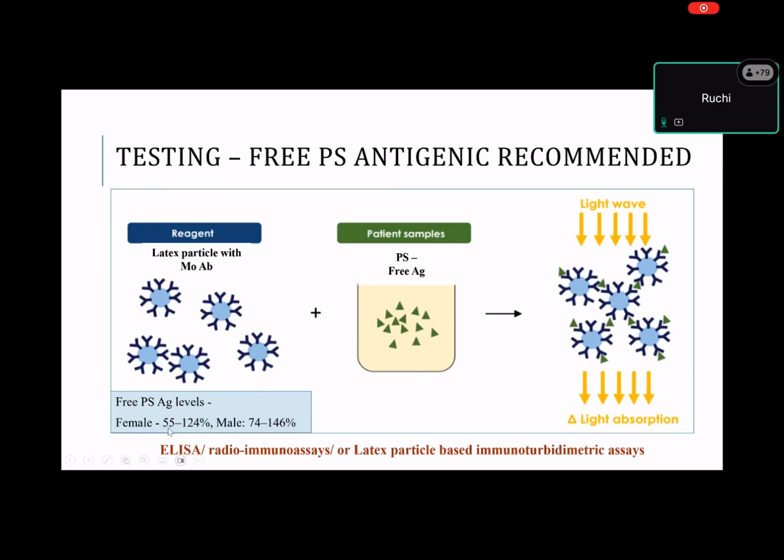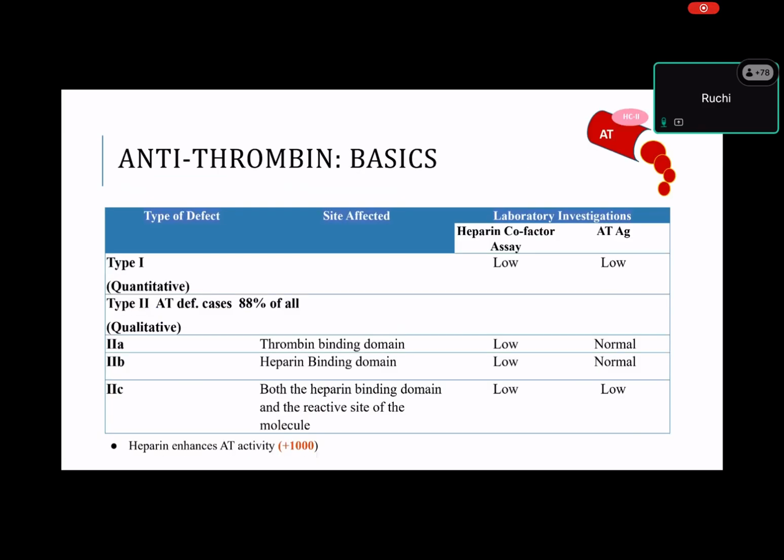The levels are different between females and males, and 55 to 120% or 70 to 140% is roughly the range. And it is said that the free protein S levels increase with age. As with protein C and as we have seen for protein S, similarly antithrombin may have a type 1 or type 2 defect. Type 1 is quantitative and type 2 is qualitative, and type 2 is further divided into 2A, 2B and 2C depending upon the underlying mutation and the site. Because antithrombin has to bind to thrombin and bind to heparin, there can be a mutation in both the heparin as well as the thrombin binding site.